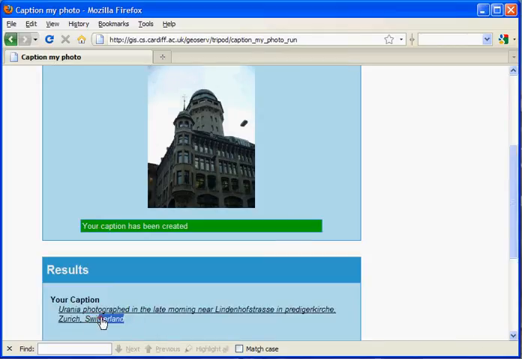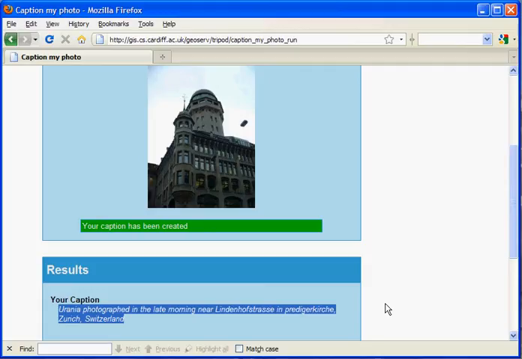So you have to know Zurich to know whether this is a correct caption or not, but I'm told that this picture was taken on Uraniastrasse, and I believe this building itself, or the area that this building is in, is actually called Urania. We'll trust that it was indeed taken at that time of the day, and that it is indeed near Lindenhofstrasse. So another example of the system working well.